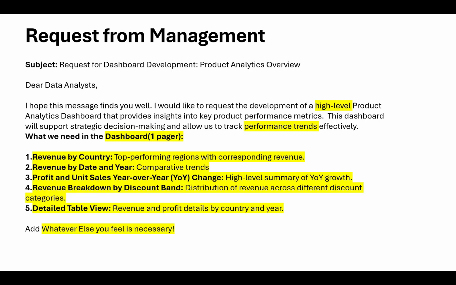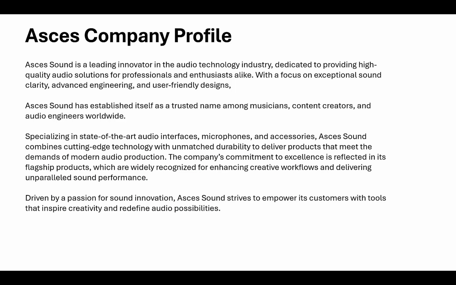So we need to have the metrics revenue by country, revenue by date and year, profit and unit sales, year over year change, revenue breakdown by discount band, and a detailed table view. And it indicates whatever else we may need. That means that you should pay attention to provide any other trends or breakdowns that you might find are important to the business.